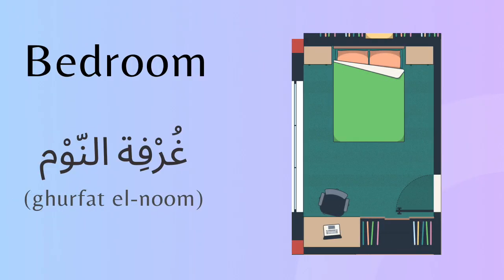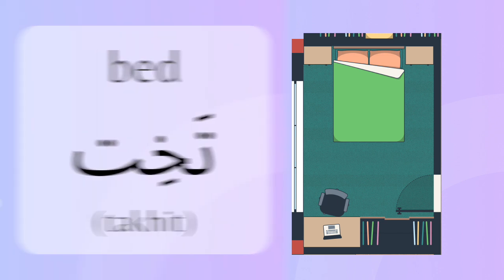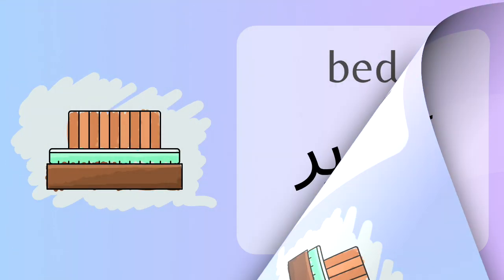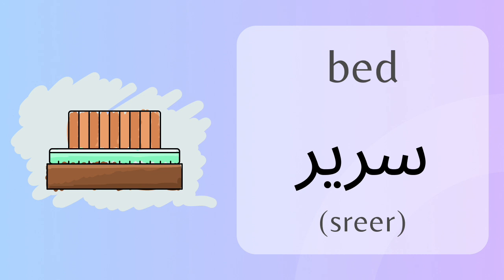Now we're entering into the bedroom, which is غرفة النوم. First we have bed. تخت. Another common word for bed is سرير.